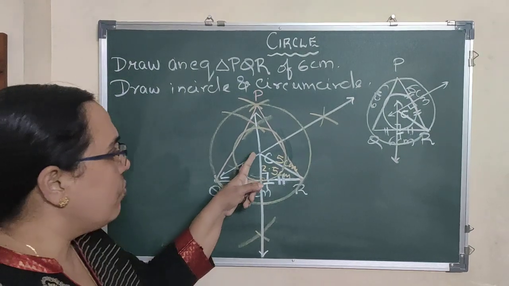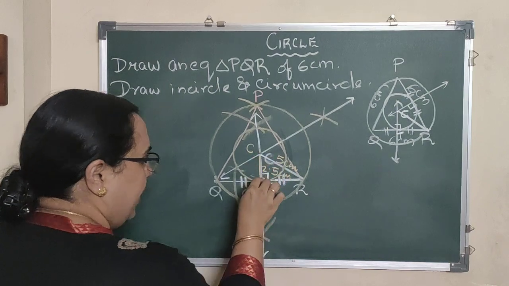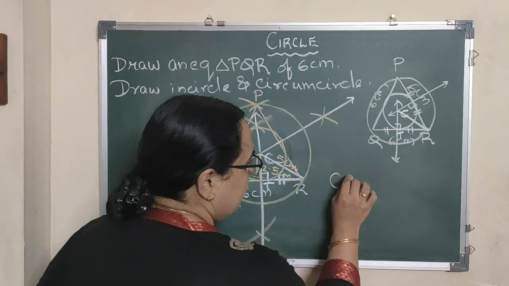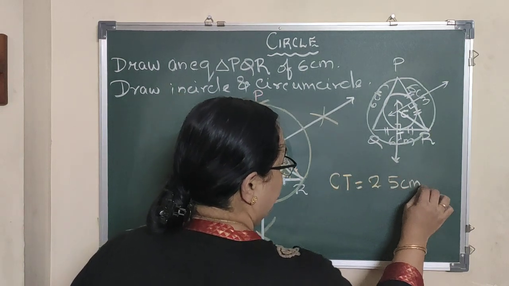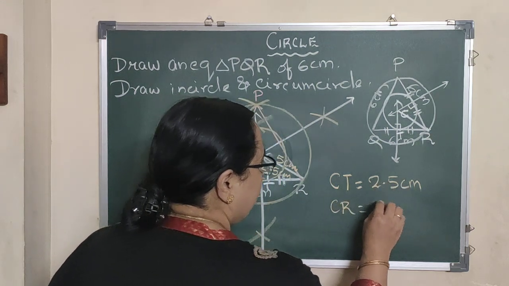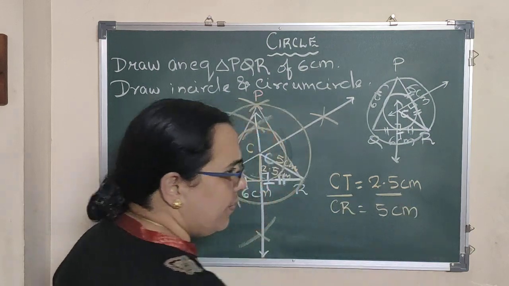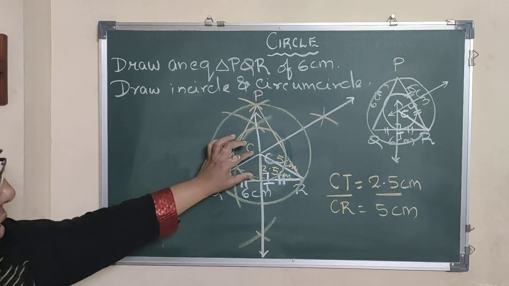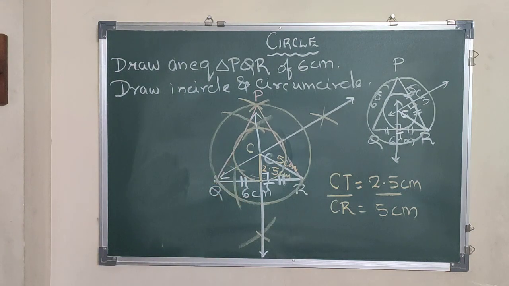I have found the distance CT using the scale, as well as the distance CR. I find CT is equal to 2.5 centimeters according to the figure I have drawn, and CR is equal to 5 centimeters. Is there some relation? Yes. What is the relation here? You find that the inradius and the circumradius have a ratio of 1:2.